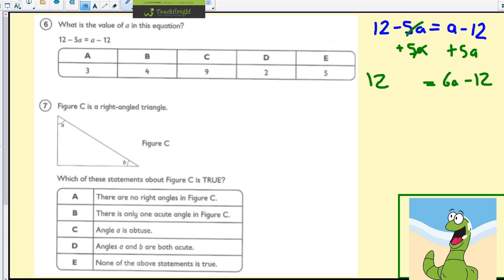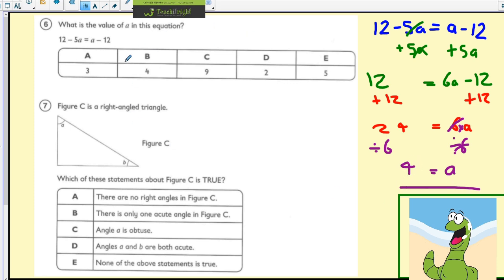Now I want to get my A on its own. So I'm going to get rid of the -12. To get rid of something, I do the opposite. Add 12 to both sides. 12 plus 12 is 24, being equal to 6A. And now last step, I want to get the A on its own. So I've got to remember that 6 is timesing the A. I want to do the opposite, so I'm going to divide both sides by 6. Then on the left-hand side we have these cancelling out to give you A is equal to 24 divided by 6, which is 4. So A equals 4. Number 7.